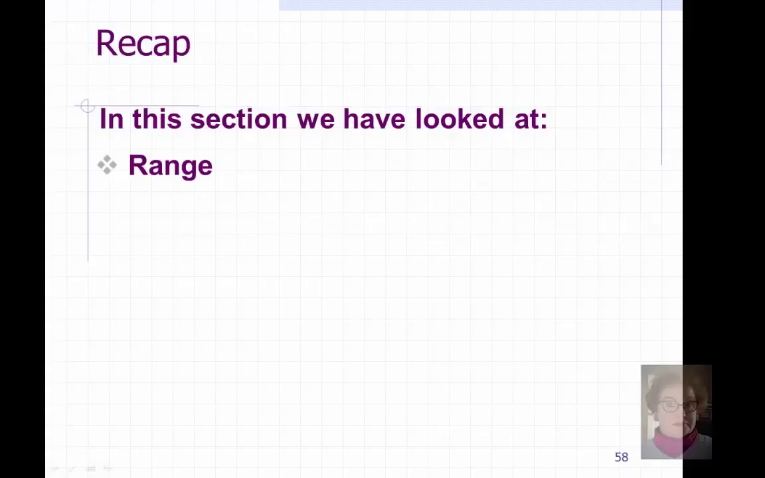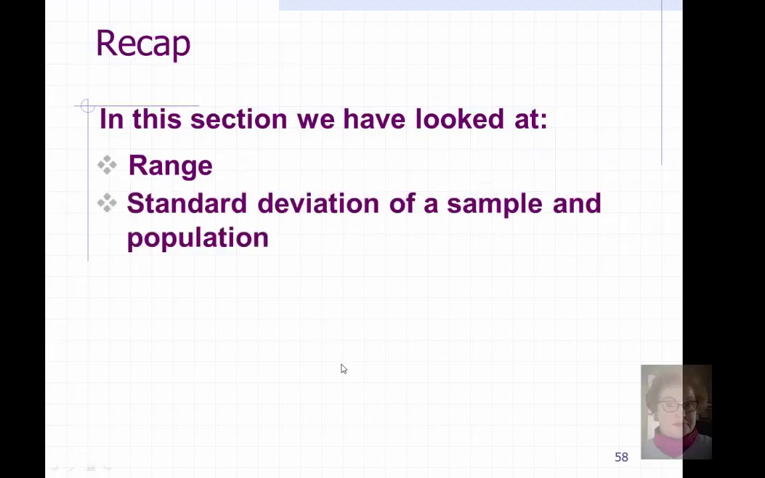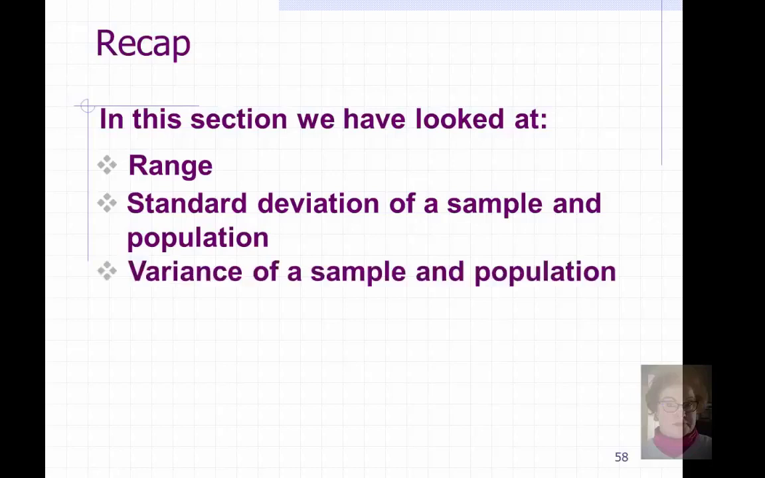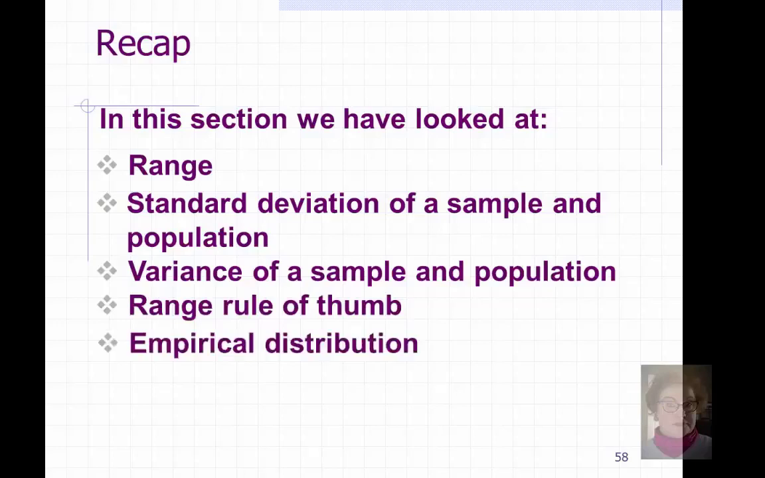So what have we done in this section? We've looked at range, we've looked at the standard deviation of a sample and a population, we've looked at variance of a sample and population, and we used the range rule of thumb. We talked about the empirical rule. Sometimes it's called the 68-95-99.7 rule, and we've talked about the coefficient of variation. That's what we have looked at in this section.